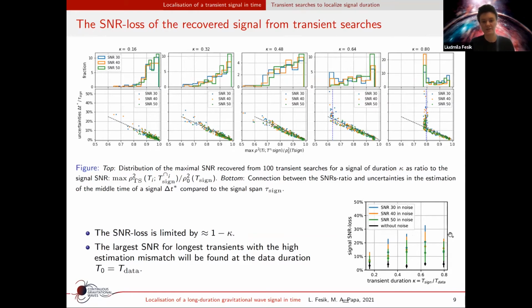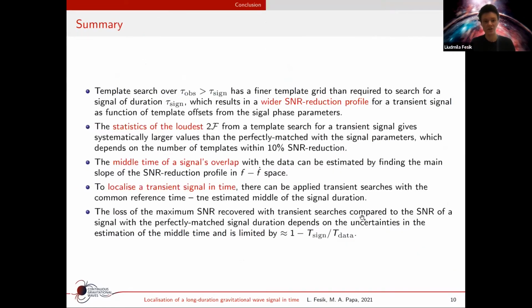And this estimation showed that we can really apply transient searches around the common estimated middle time in order to localize the transient signal in time and to get the 2F statistics on which we can decide about the effectiveness, about the signal detectability. So I think I just finish with this.